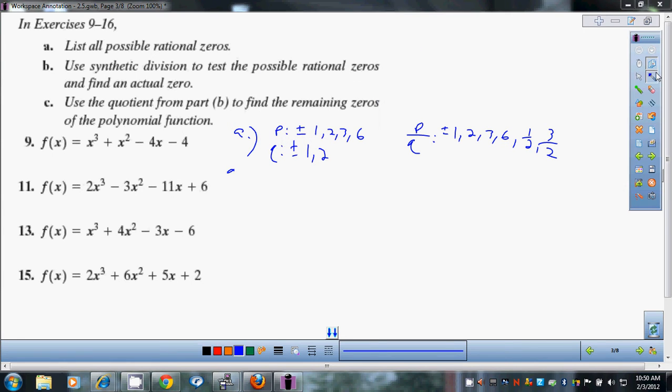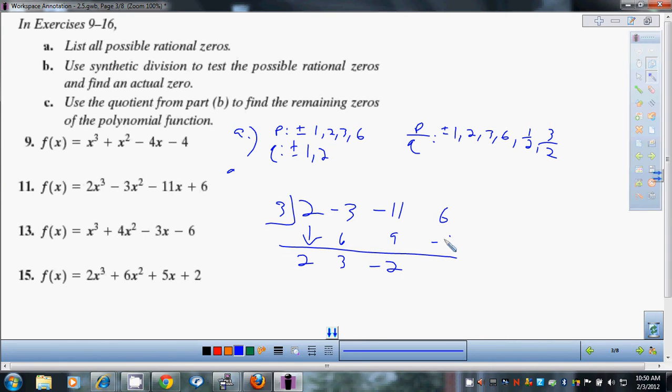So I'm going to take 3 out of the original. 2, negative 3, negative 11, 6. Drop the 2. 6, 3, 9, negative 2. And if you do it right, you should always get 0. What would my depressed polynomial be here? David?